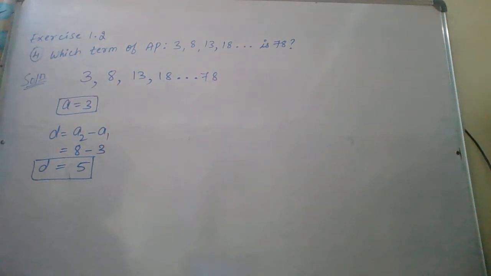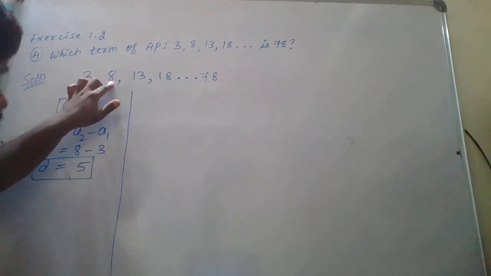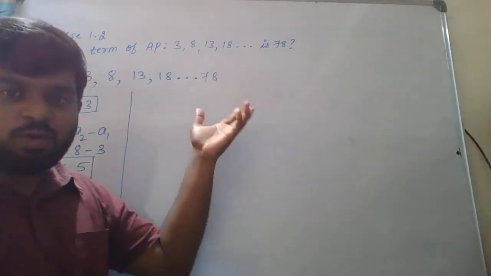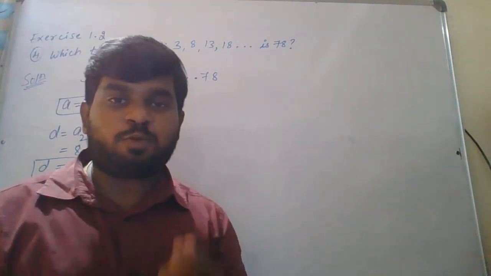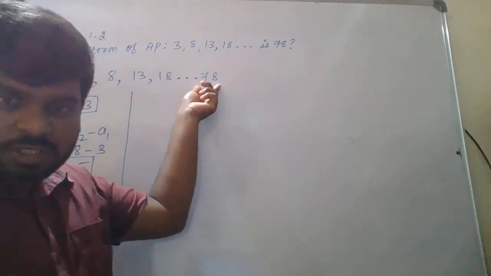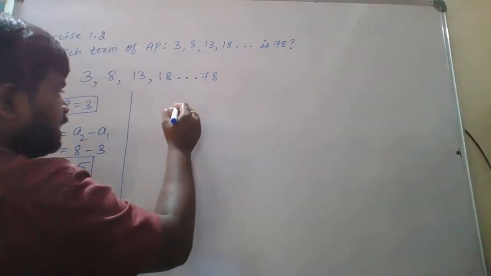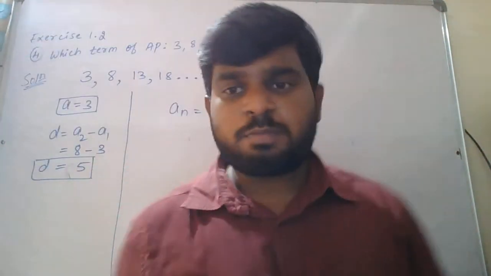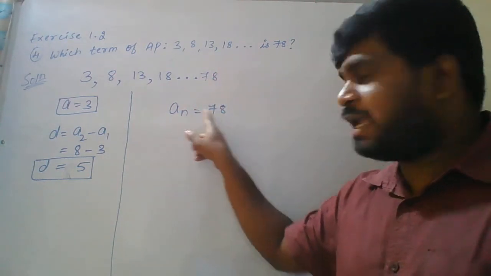Okay, we got the value of A and D. Now, we know this is in the first position, second position, third position, fourth position. But this 78, we don't know which position it comes in. That is what we have to find. Whenever you don't know the position of a term, you can take it as AN. Or in other words, people also say this is in the last, so we will take it as AN.